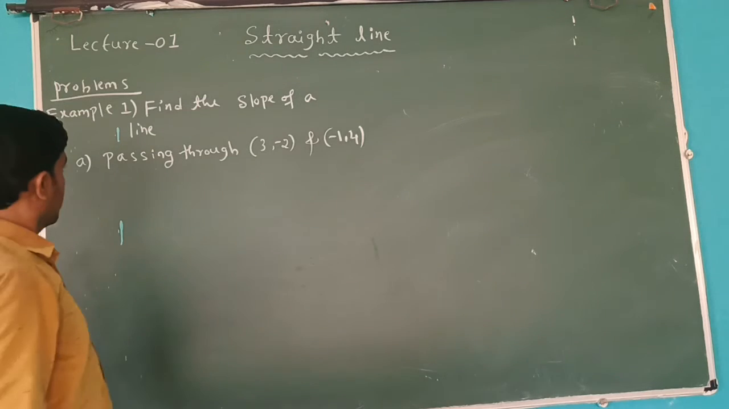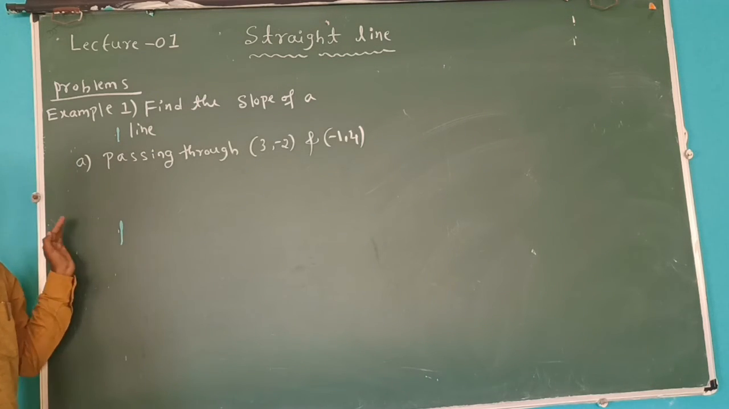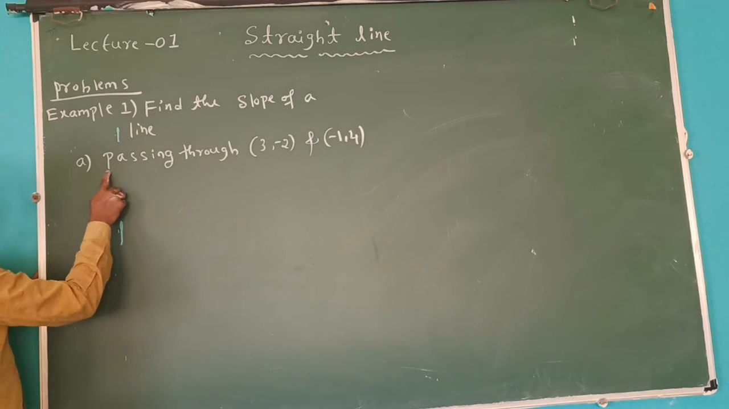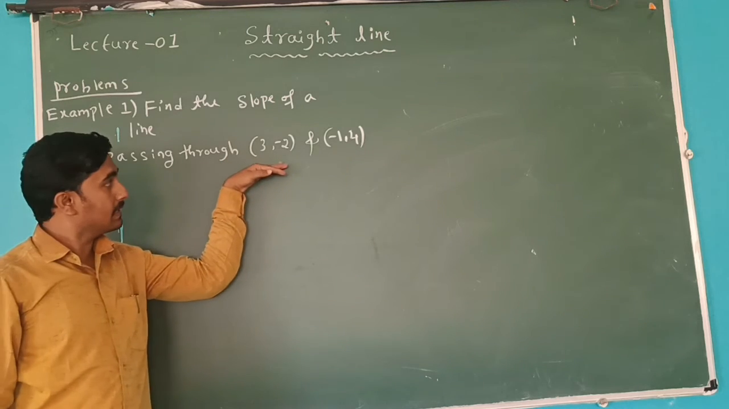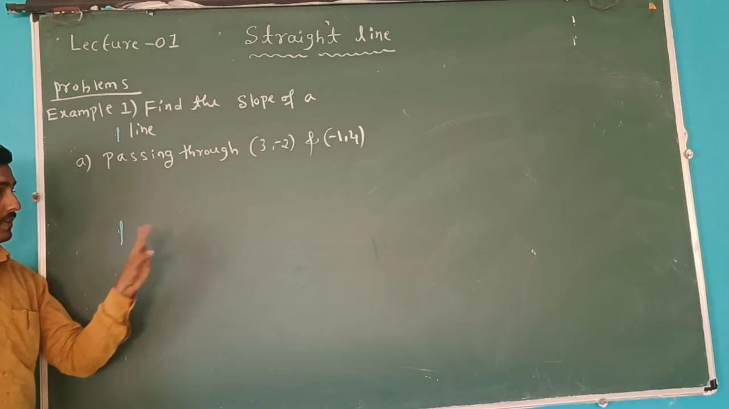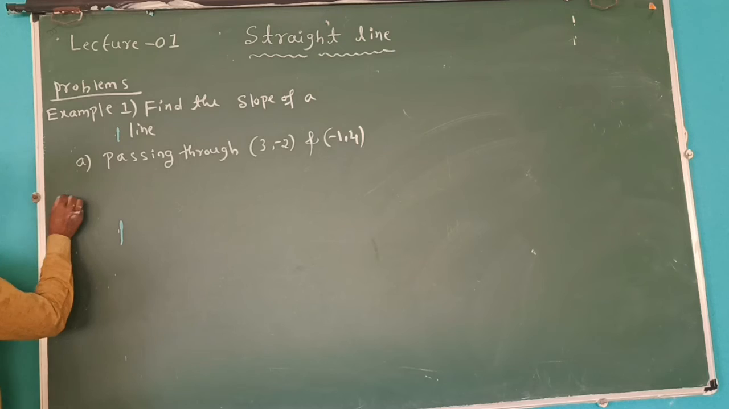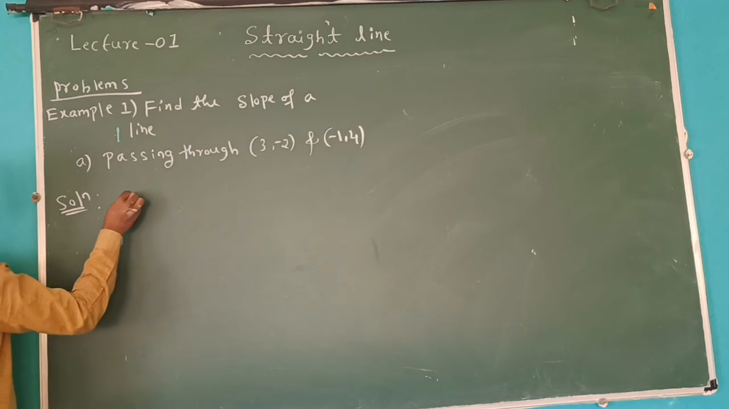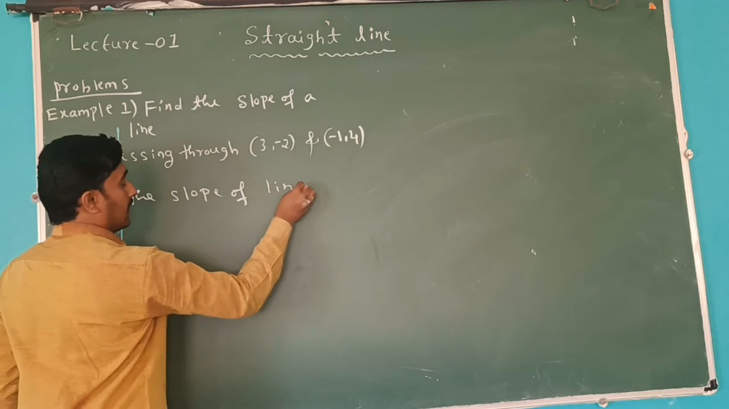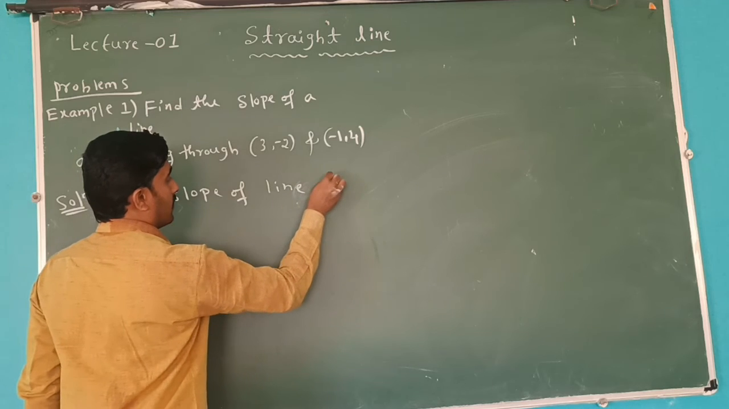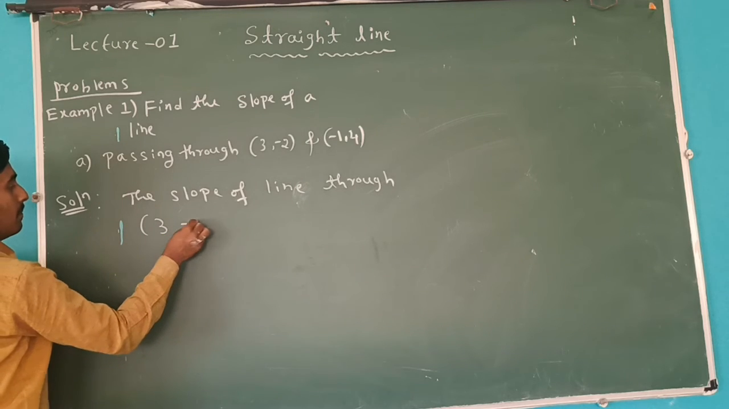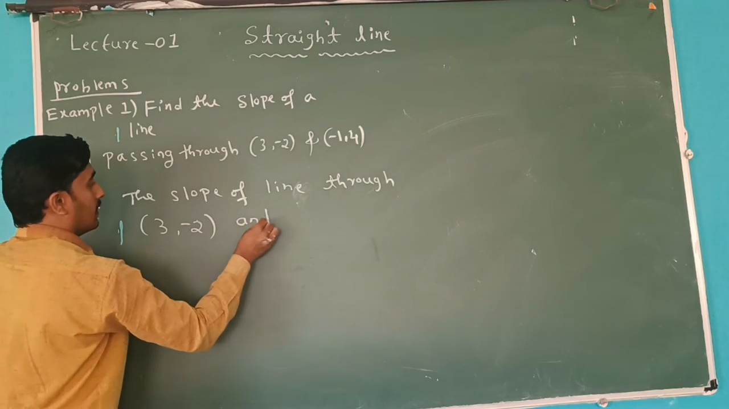Yes, now we will discuss problems on finding the slope of a line. Find the slope of a line passing through the points 3, minus 2 and minus 1, 4. Here we are finding the slope of the line, and that line is passing through the two points. Okay, so what is the solution of this one? Here the slope of the line passing through 3, minus 2 and minus 1, 4.